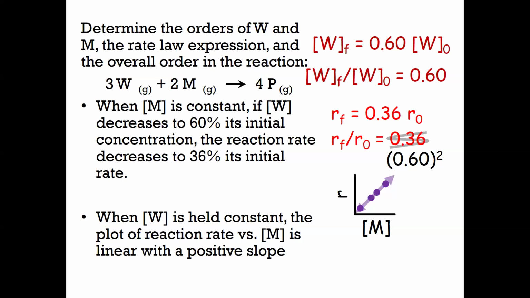So put the two pieces of information together. What do you get as our rate law? Our rate law is going to be R equals K times W squared times M. It is second order in reactant W, and it is first order in reactant M. Therefore, the total order, or the overall order, is going to be 2 plus 1 equals 3. We add the exponents.